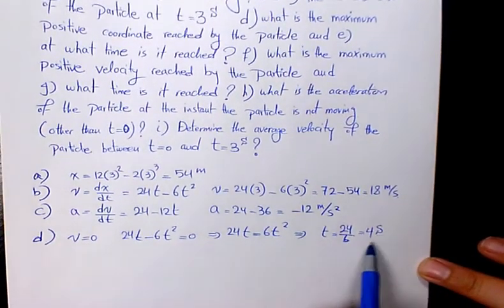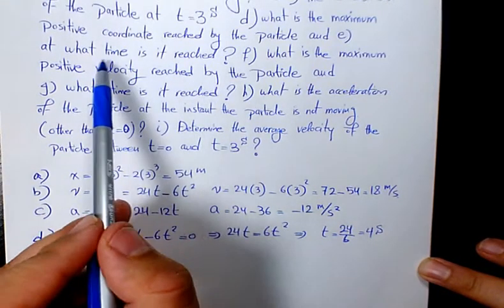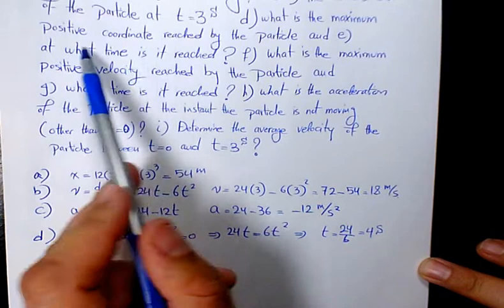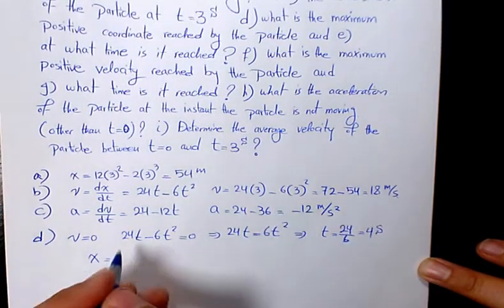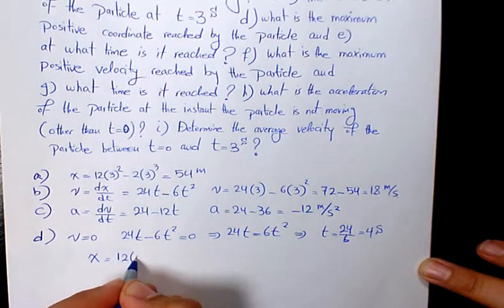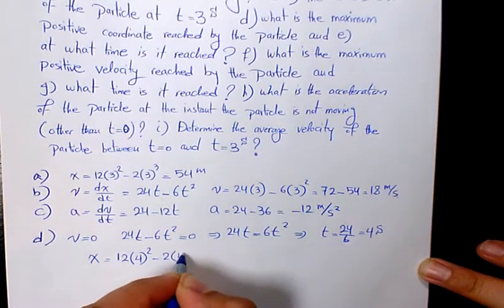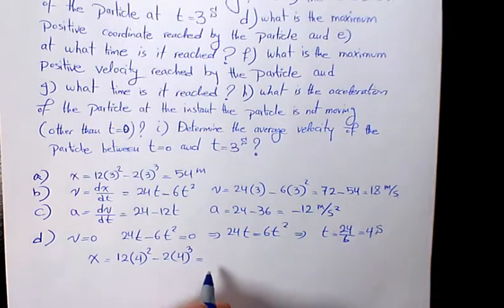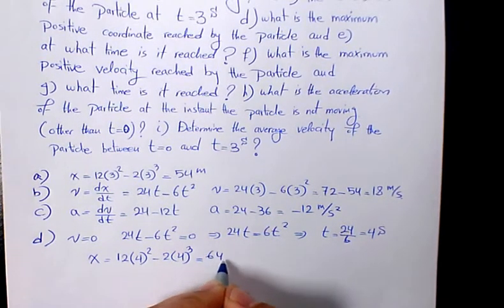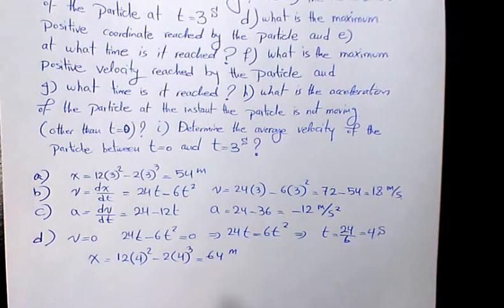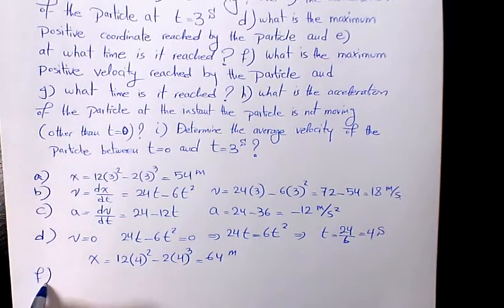So that's basically going to be the part E answer. And because it says what time is it reached, we need to find out the x as well. How to find it? We just sub it back into the original equation. It's going to be 12 times 4 squared minus 2 times 4 to the power of 3. It's going to be 64 meters.